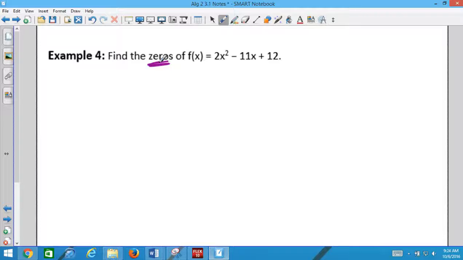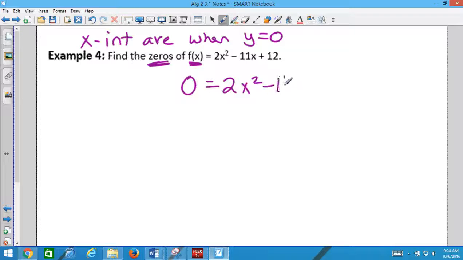What does zeros mean? Solutions. Solutions, roots, solve it. But it has to say equals 0. Well, we're not going to just put 0. So the x-intercepts are when y is 0. And remember, a different way of writing y is f of x. So I'm just going to take out f of x, and I'm going to make it 0. So now I'm finding when f of x, or y, is 0. And we're doing this method as factoring.